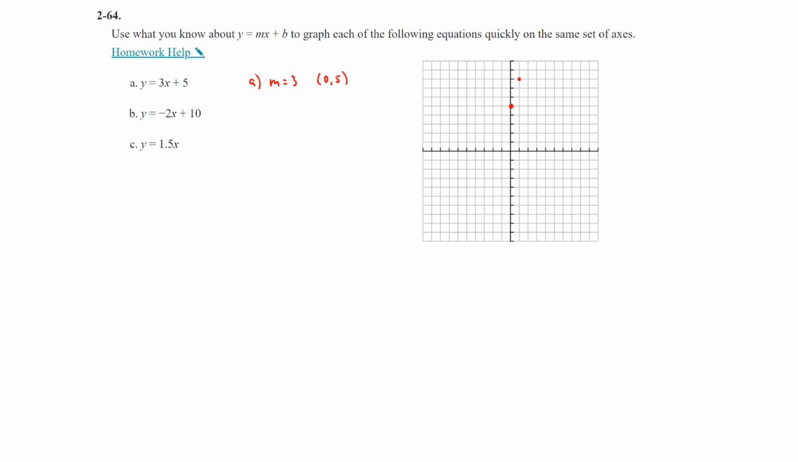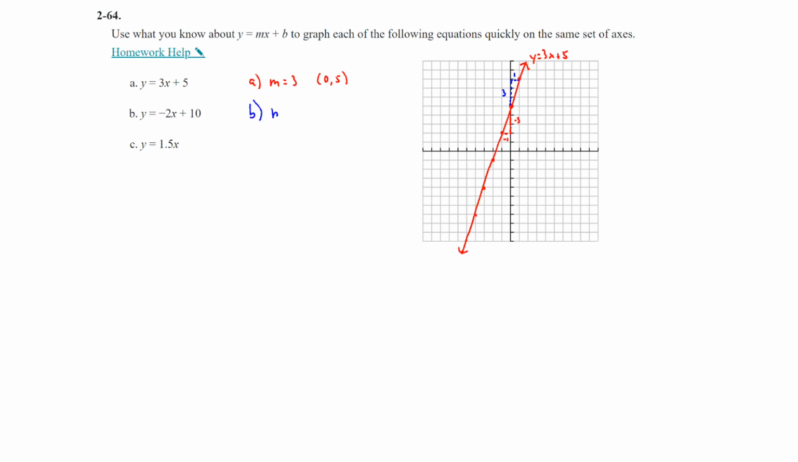So we'll rise 3 and run 1, or change in y over change in x. So this is 3 and 1. And you can also go in the other direction. You can go down 3 and to the left 1. And the reason that works is because this would be a negative 3 and a negative 1, which is still a positive 3. So we'll get a couple more points on there so I can try to get an accurate line. And once again, make sure you use a straight edge to draw your lines. Since I'm going to have multiple lines on one axis, I'm going to label my line as I go, 3x plus 5. Also change colors.